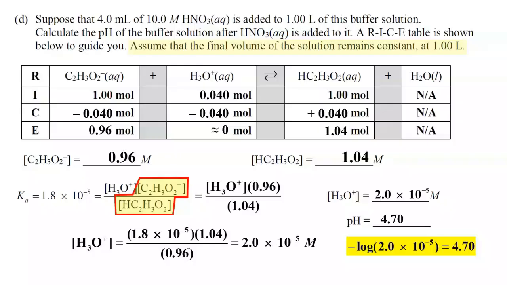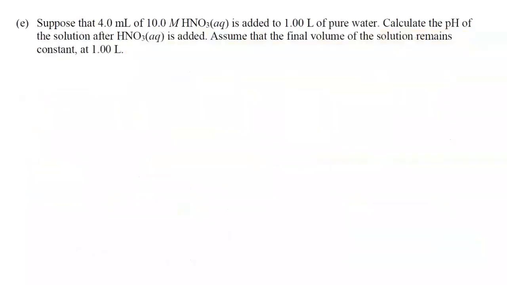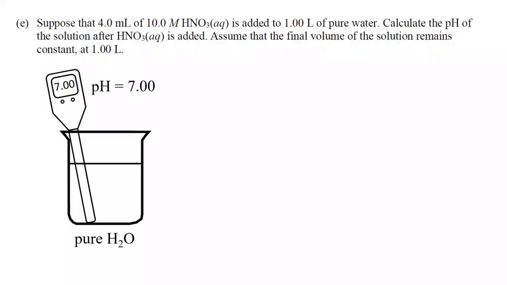Now, in part E, let's consider what would happen if we added this same amount of strong acid to pure water. And what you should see in part E is that now when there is no buffer, the pH will change by a very large amount. So we have 4.0 milliliters of 10 molar nitric acid, but this time we're not adding it to a buffer, we're adding it to 1 liter of pure water. So here is our beaker that contains 1 liter of pure water. It has a pH of 7.00. This is not a buffer.